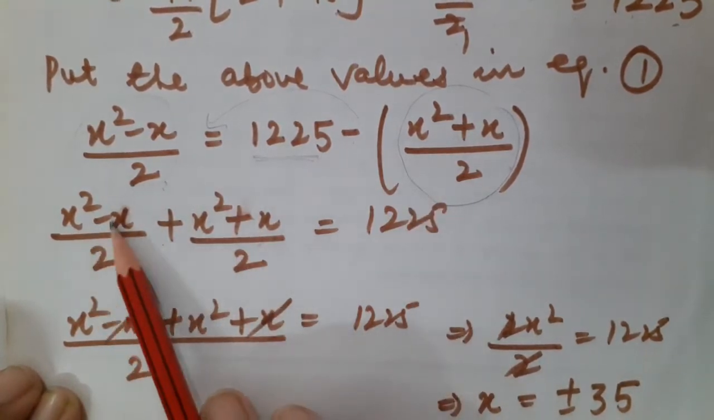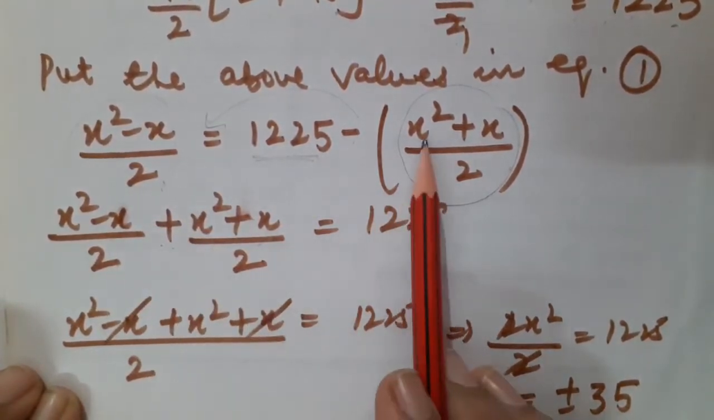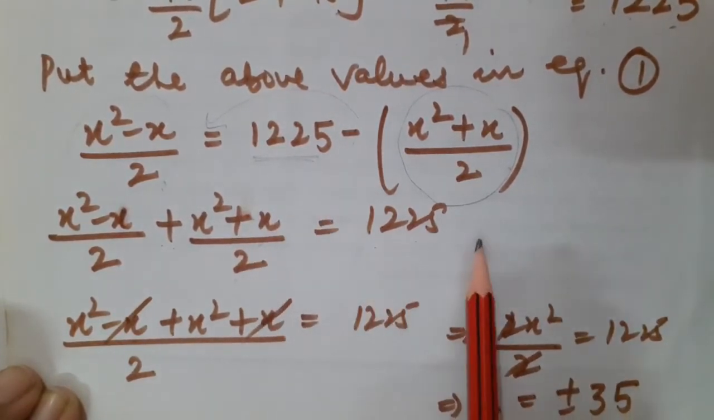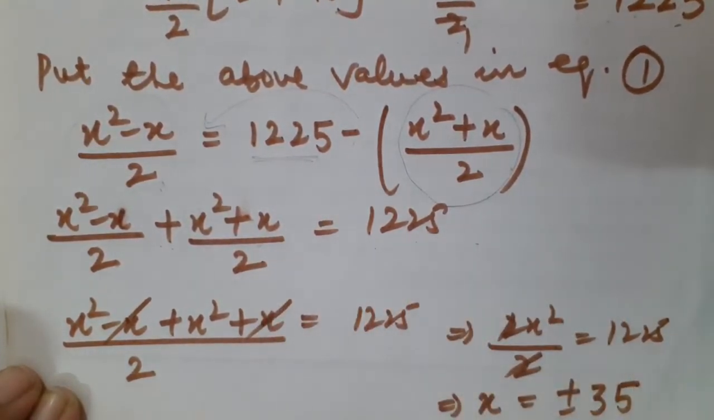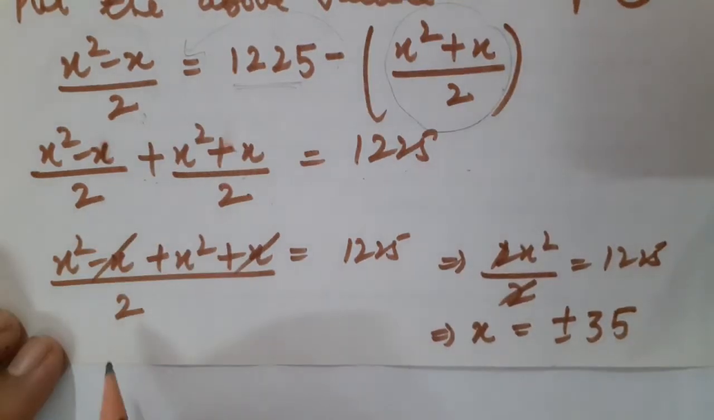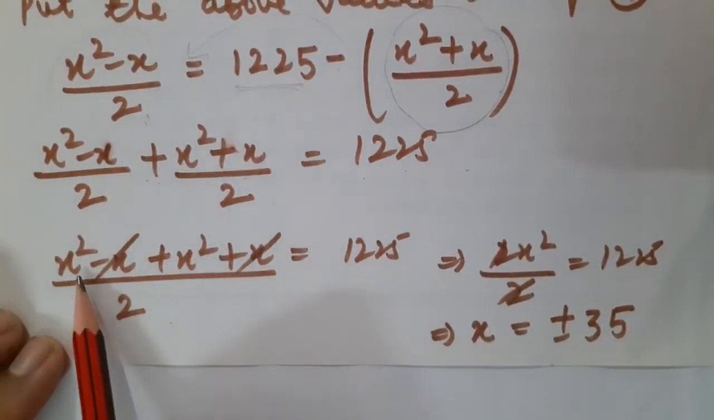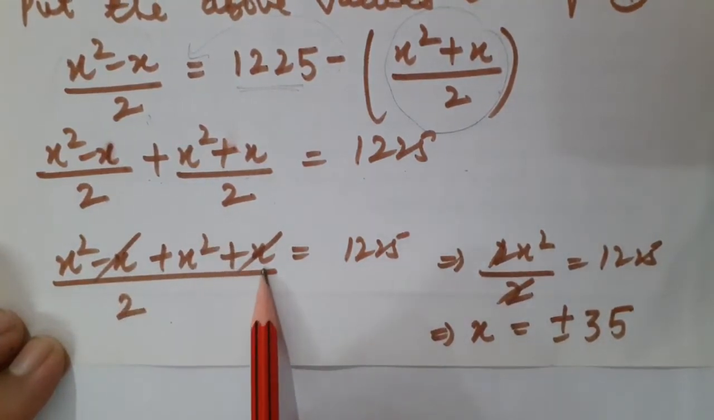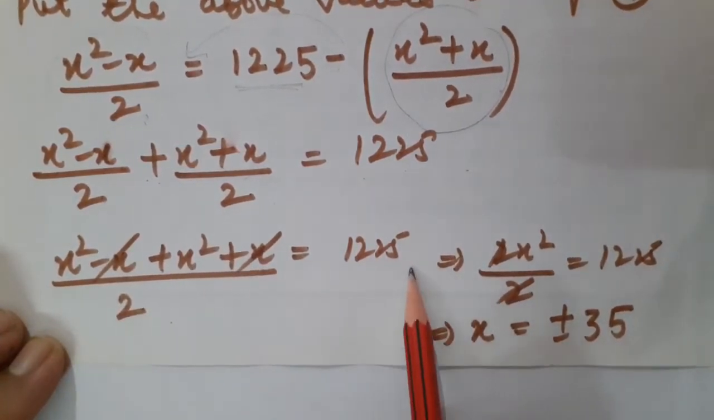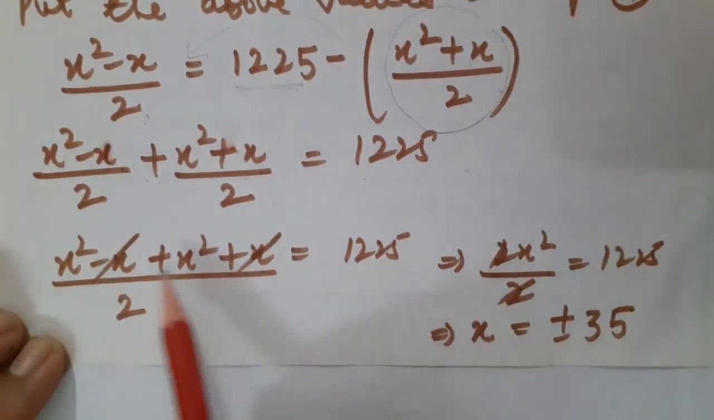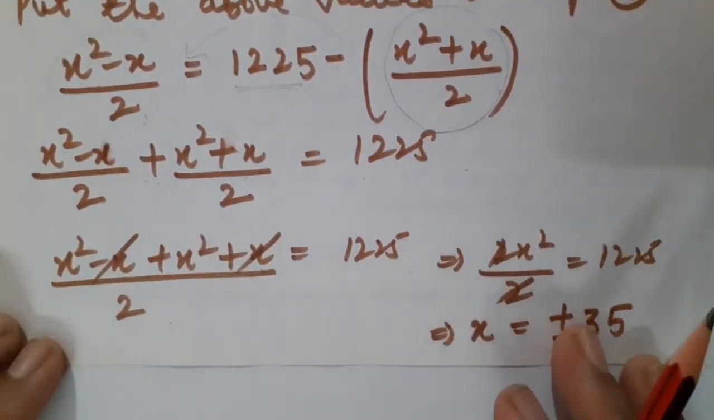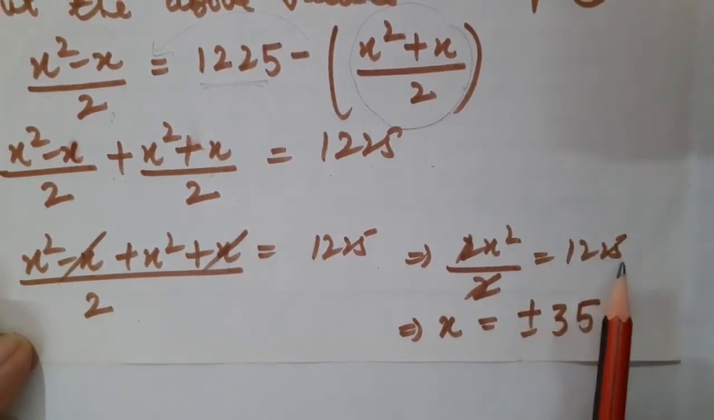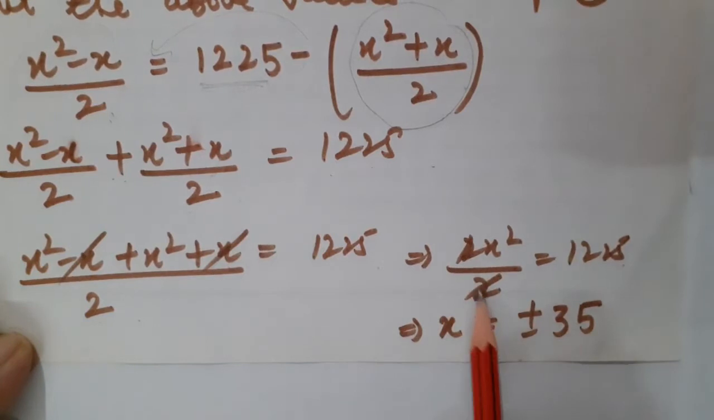That is x square minus x upon 2 plus x square plus x upon 2 is equal to 1225. Let us simplify the left hand side. So the LCM will be 2. So at the numerator I have got x square minus x plus x square plus x is equal to 1225. The plus x and minus x are going to be cancelled. So I have got 2x square upon 2 is equal to 1225. 2 and 2 are going to be cancelled.